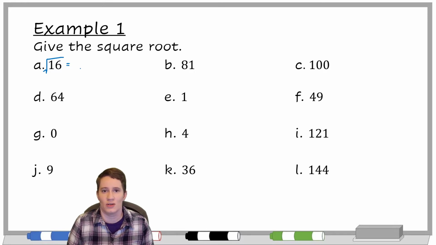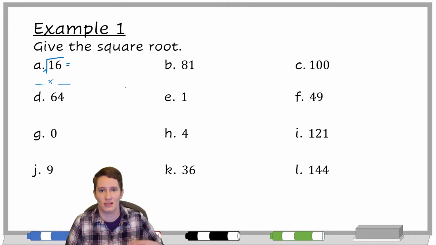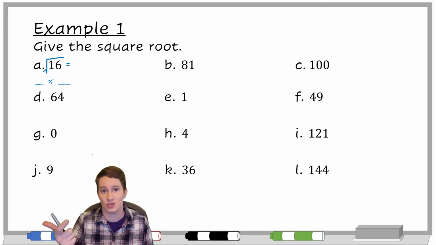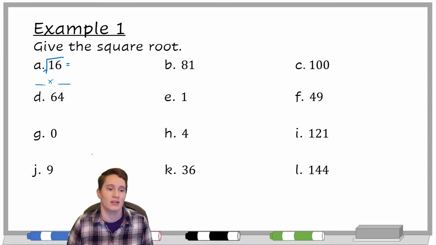So what is the square root of 16? What times what gives us 16 with the added condition that it has to be the same number twice? There's more than one thing that multiplies to get 16: 1 and 16, 2 and 8, 4 and 4. Which of those is the same number twice? 4 and 4, right? So the square root of 16 is 4. Once we take the square root, the symbol is not there anymore.